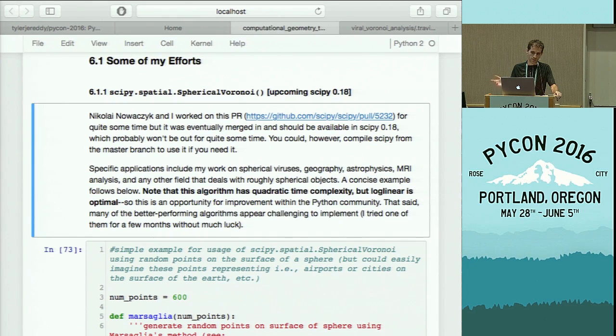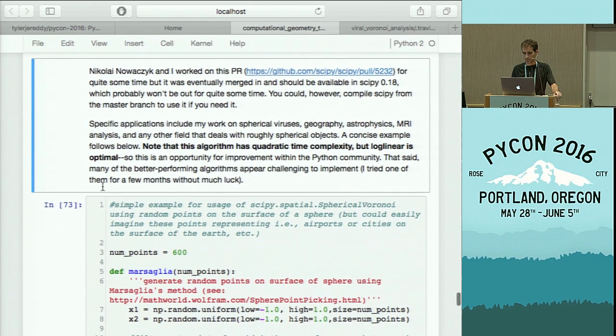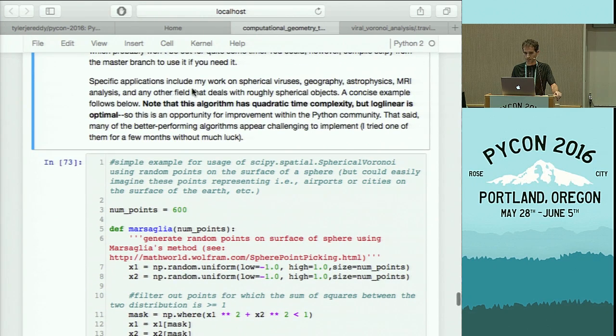So my specific application was viruses, but there are also, of course, other spherical objects like planets and MRI analysis and so on. The actual algorithm that we ended up implementing has quadratic time complexity, but we know that log linear is optimal. There are actually a few different papers that published log linear algorithms, and certainly my initial endeavor was to implement the optimal time complexity algorithm. But it proved too difficult.